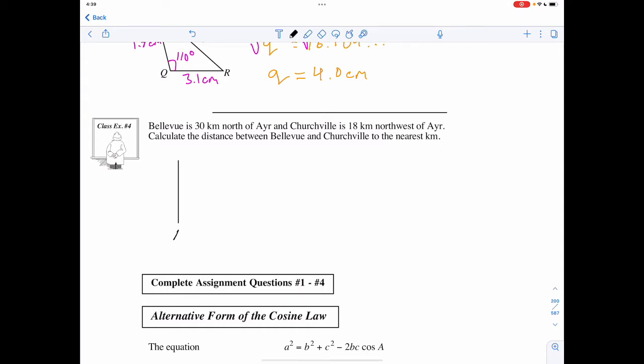I'm going to label that as A. Bellevue is directly north, and Churchville is to the northwest. Bellevue is 30 kilometers away. Churchville is 18 kilometers away. And it wants us to solve side length A.